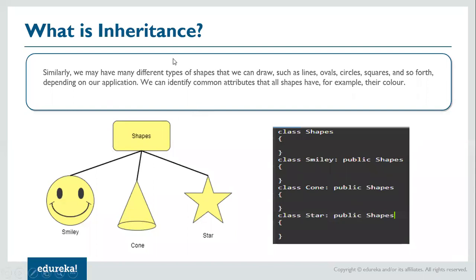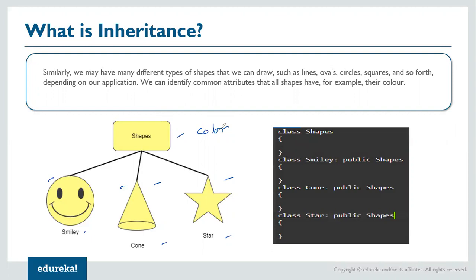So let's take a very simple example to understand what is inheritance. Similarly, we may have different types of shapes that we can draw, such as line, oval, circle, square, and so forth. Depending on our application, we can identify common attributes that all shapes have, for example, color. So let's say I have this hierarchy in place where I have a shape, and there can be different kinds of shapes here, right? So I can define a method color, right? And this color is a method which gives colors to different shapes, that is the subclasses of the shape class.